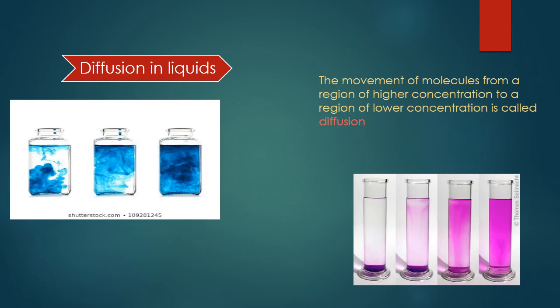For this, we require a jar that is filled with water, and we'll add a drop of ink into it. After some time, we see that the ink is spread uniformly into the container, and the color of the container changes to blue. So this shows that liquids diffuse slowly.